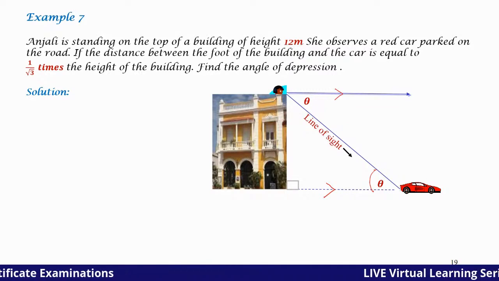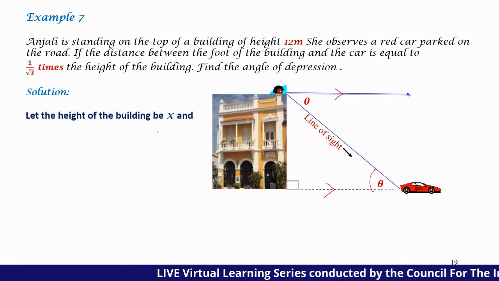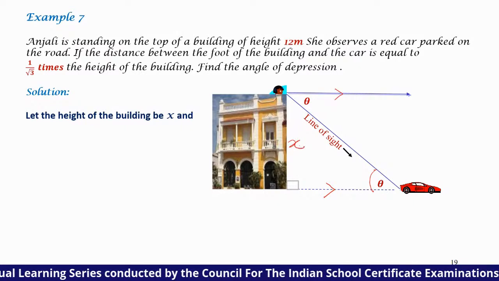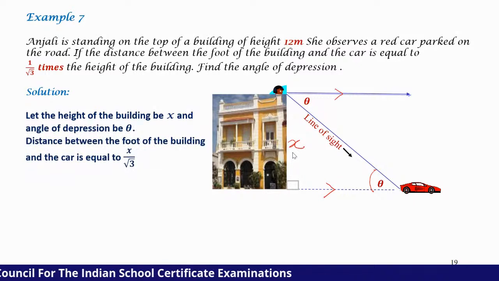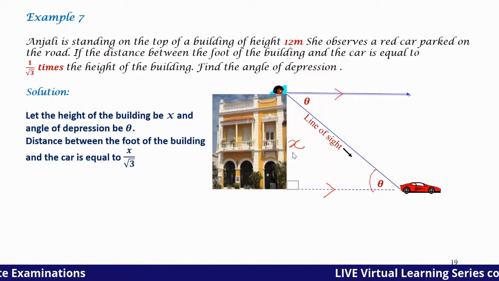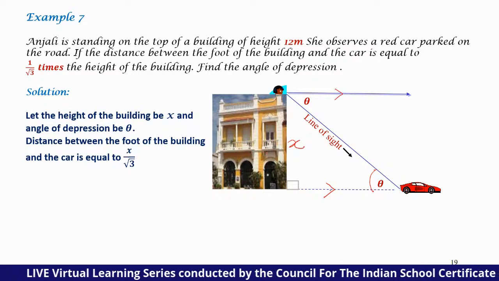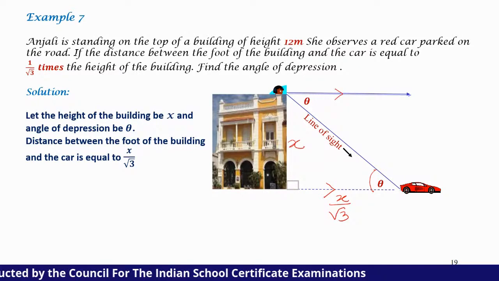So this is a line of sight looking downwards. Let the height of the building be x. We are taking this as x just for convenience of working. And the angle of depression is theta. The distance between the foot of the building and the car is x by root 3, because it's 1 by root 3 times this. So this is x by root 3.